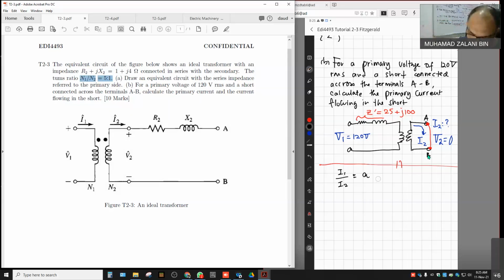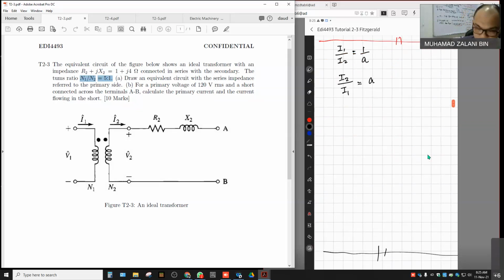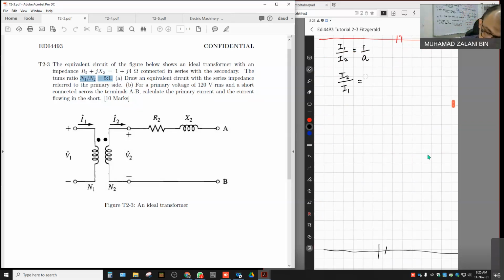Sorry, I1 by I2 is 1 over A, right? So if we want to get I2, let me just turn it: I2 divided by I1, which is A. Okay, right. Betulkan sikit lagi. This is A.